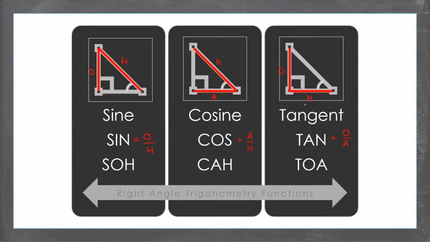So depending on which two sides we have information about, or what side we want information about, we can use these three ratios to find their lengths or to find the angle that connects them.